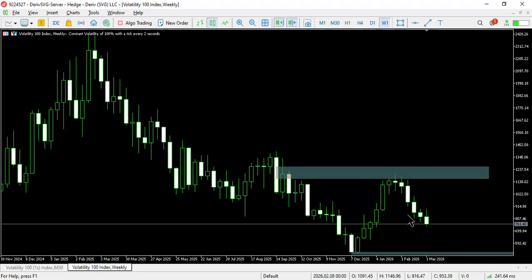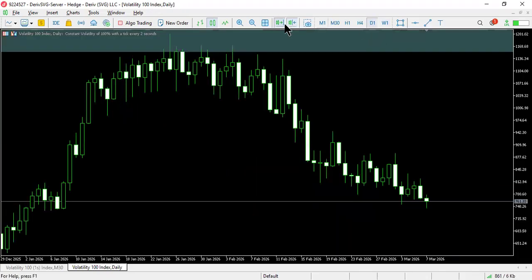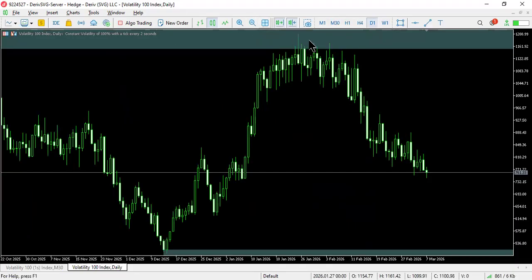Therefore, our bias is sell. Therefore, we're going to be looking for selling opportunities on VIX 100 or volatility 100. If we go over to the daily time frame, from the daily time frame, let's see which order blocks have not been mitigated.